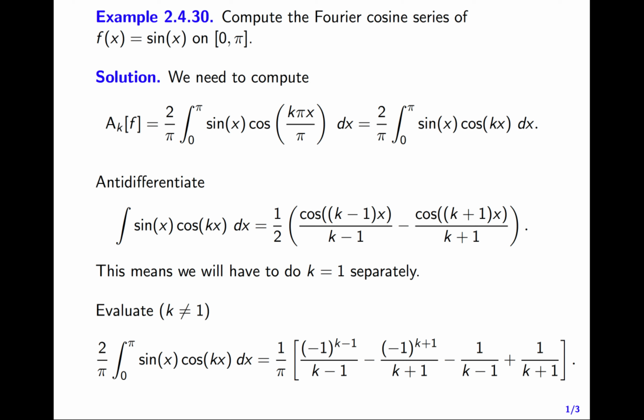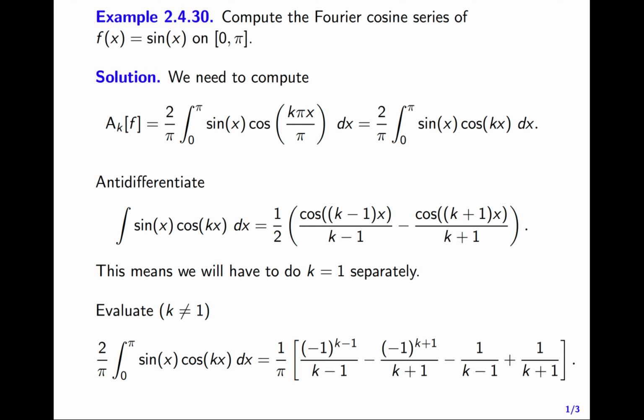So we get 2 over pi times the integral from 0 to pi of sine of x cosine of kx. Well, the 2 in the numerator will cancel with my factor of 1/2 from the antiderivative. So that becomes a 1 over pi. And then I plug in x equals pi in the first cosine. So that becomes minus 1 to the power k minus 1. I subtract from that cosine of (k plus 1) pi. So that becomes minus 1 to the power k plus 1 over my appropriate k plus 1 denominator.